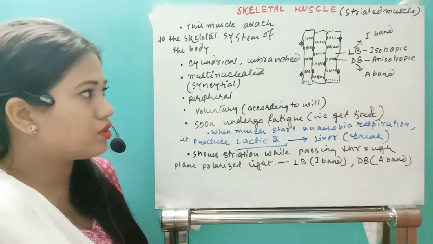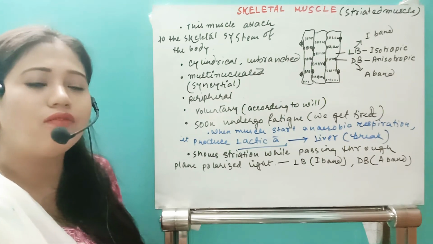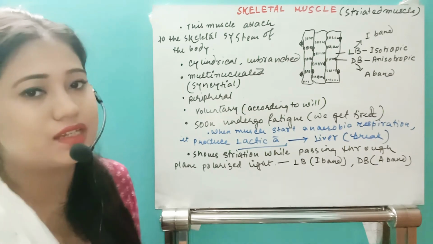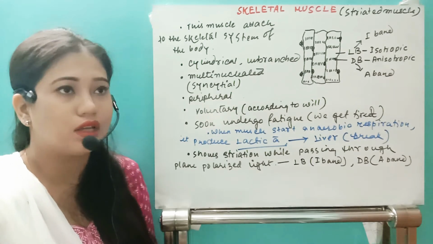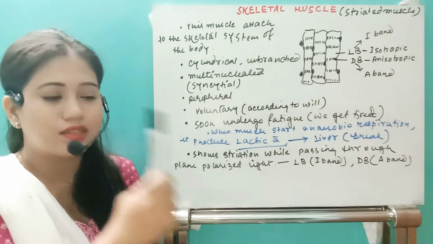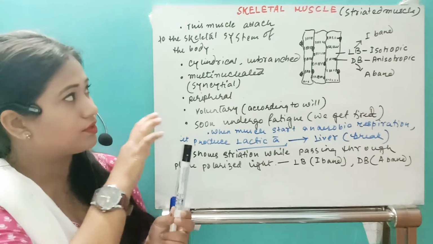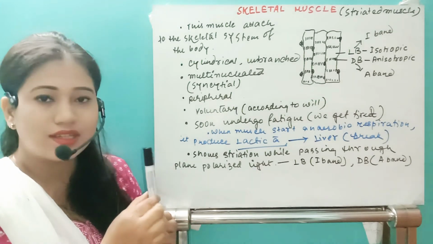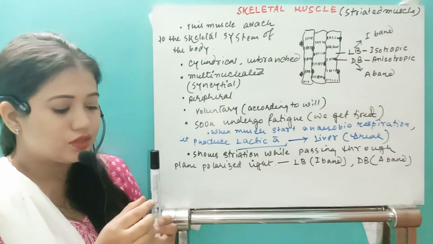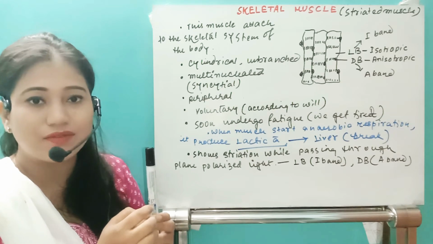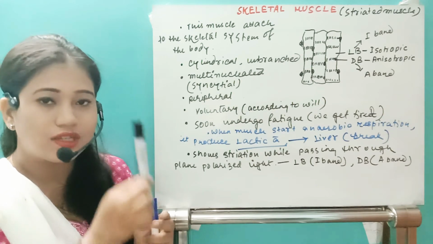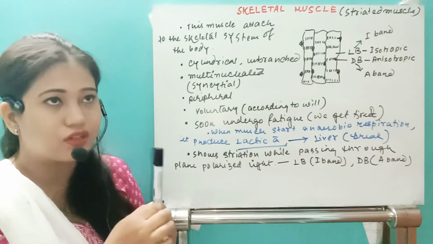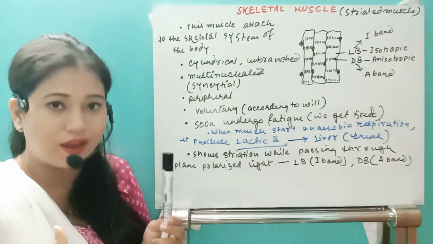Now, one thing you need to know: whenever we are talking about the skeletal muscle, we need to use some terms. Suppose this is one cell of the skeletal muscle. So this cell will be one muscle fiber. This muscle fiber is not actually, you shouldn't think that it is a different fiber.